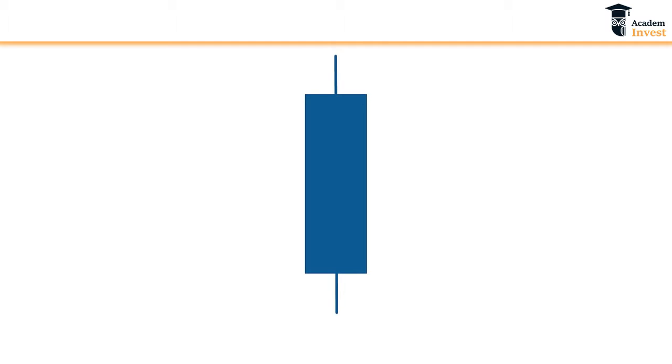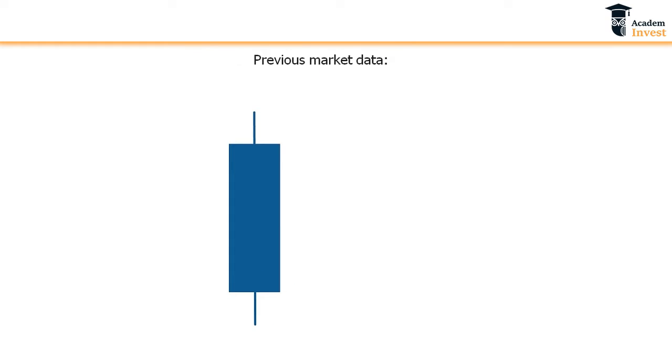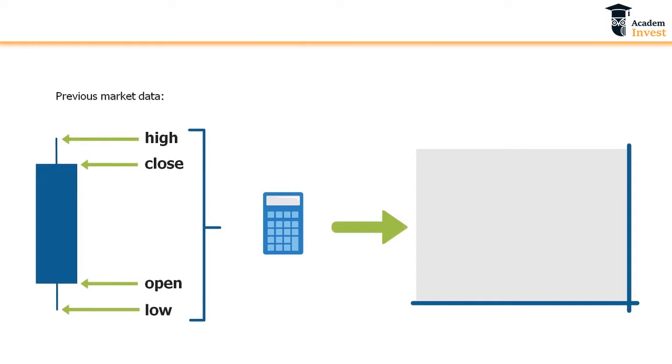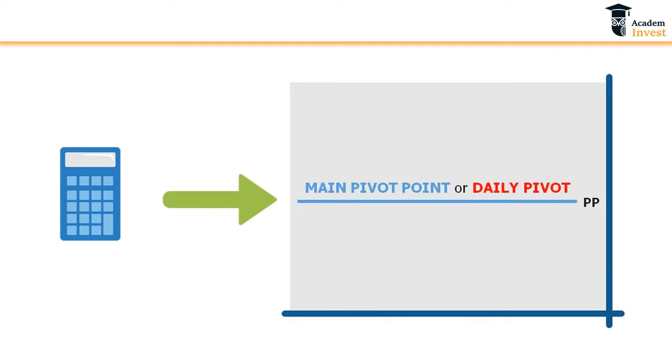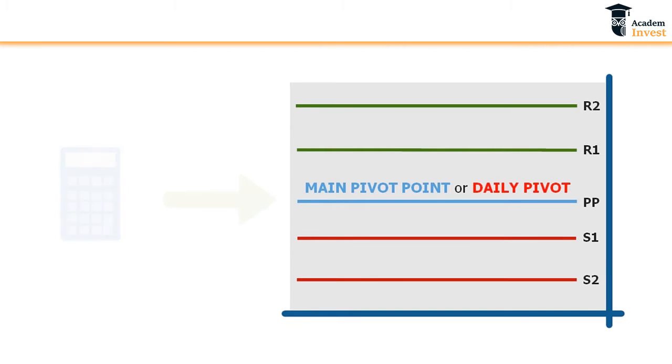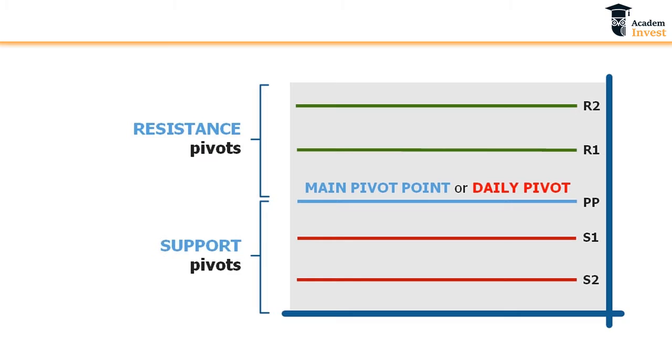There are different types of pivot points that are calculated using previous market data. Most commonly, the previous day's open, high, low, and close are used. The previous session's data is used to calculate the main pivot point, the point at which the market is said to pivot around. Once this has been calculated, the main pivot point is then used to calculate the other pivot points. The pivot points above the main pivot are labelled as resistance pivots, notably R1, R2, and so on. Pivot points that are below the main pivot are support pivots labelled S1, S2, and so on.